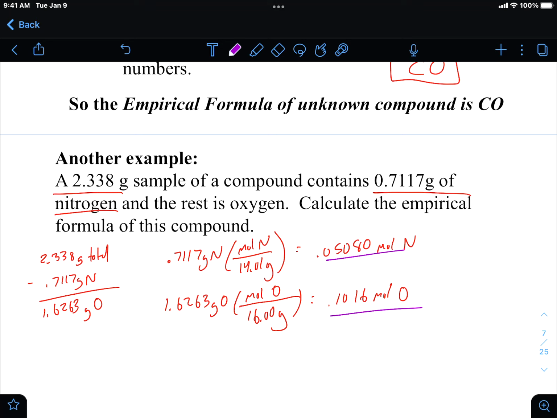So which number am I going to divide both of these by? The smaller, right? 0.0508. Any number divided by itself, of course, is 1. And this ends up being 2. So my formula will be NO2. That is my empirical formula.